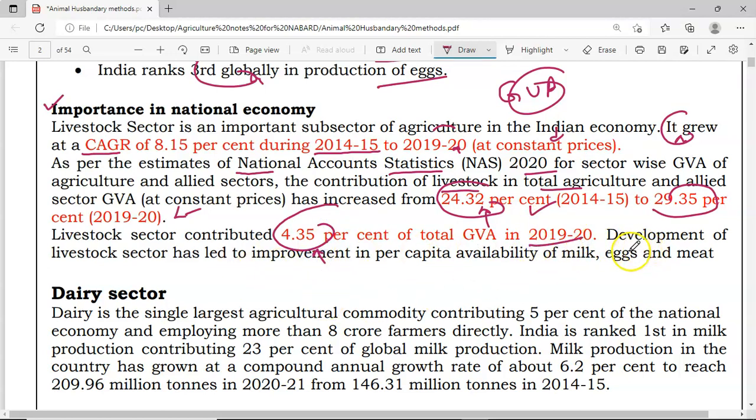Development of the livestock sector has also led to an improvement in per capita availability of milk, eggs and meat. So what is it doing? It is ensuring our food security. As the production of milk, eggs and meat increases, our resilience and strength in food security will increase.